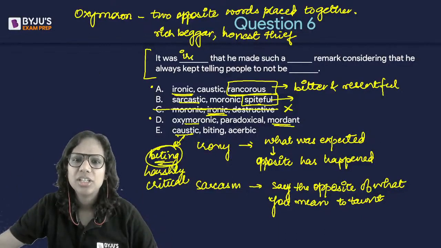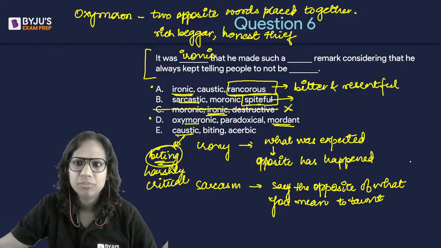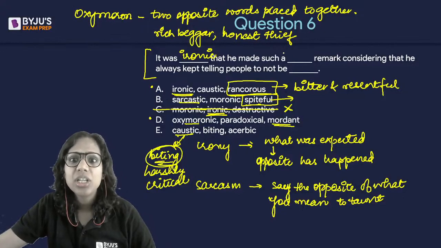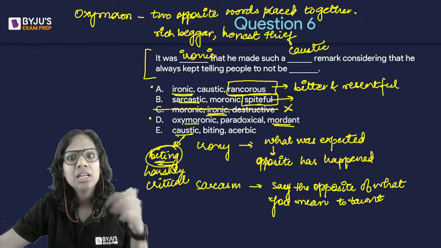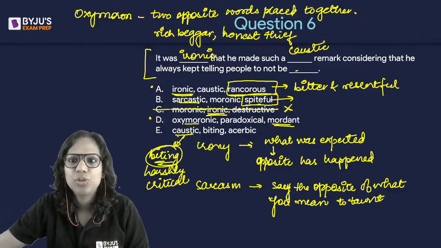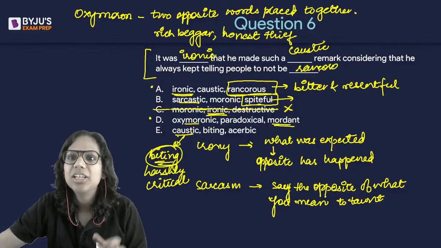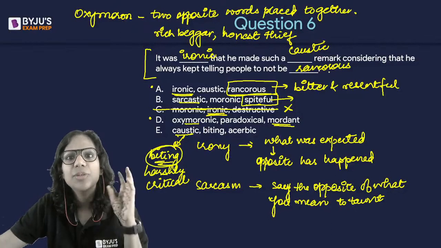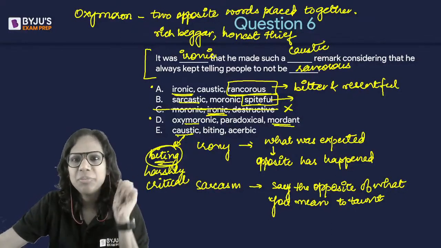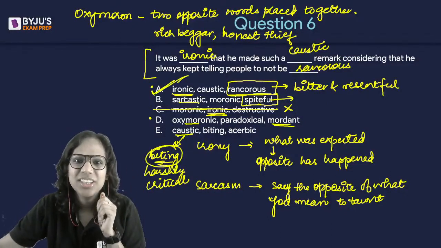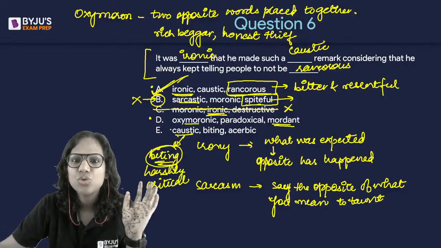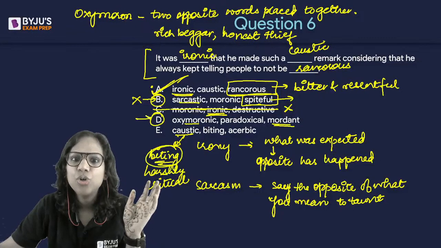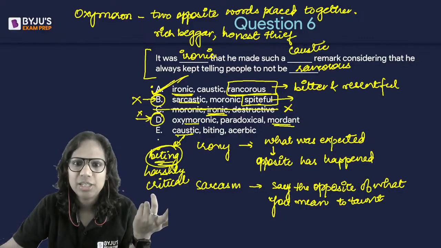So it was ironic. You didn't expect this from him, but it actually happened. So it was ironic that he made such a caustic, such a biting remark, considering that he always kept telling people to not be bitter. So he himself made such a harshly critical remark, while he kept telling people that we should not be bitter. So he did not say the opposite of what he meant, so there is no sarcasm that I detect here. No opposite words placed together, so D is eliminated.